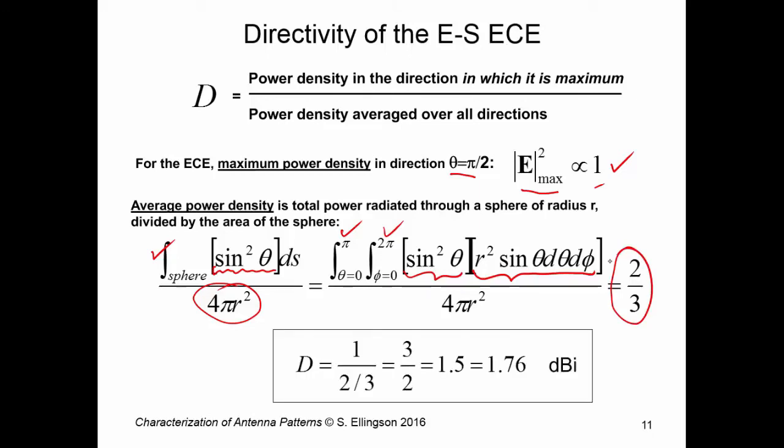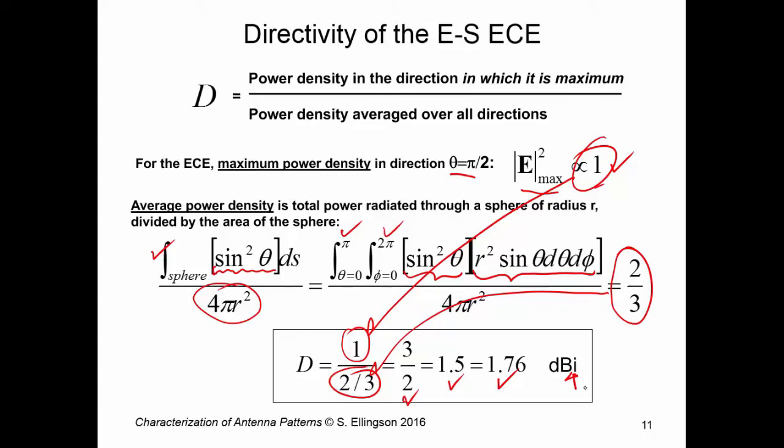So we can say for the electrically short electric current element, the directivity is 1 divided by 2/3, the value here. That gives you 3/2, which is 1.5. And if we write that in dB, that gives us 1.76 dB. And normally we add this little i here to the end. That's to indicate it's dB relative to an isotropic antenna.